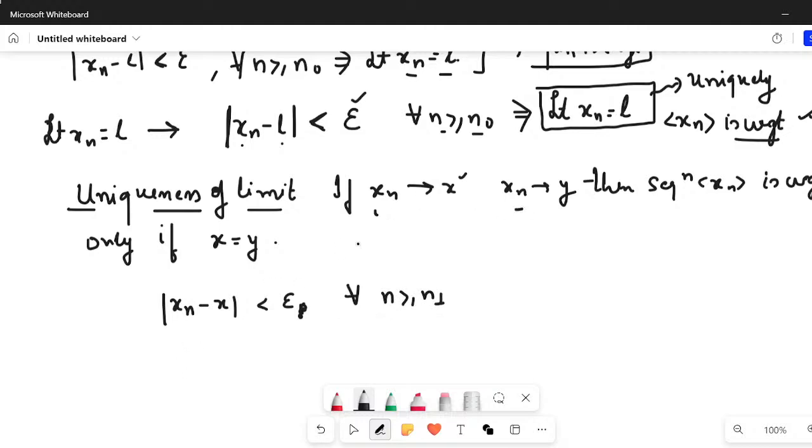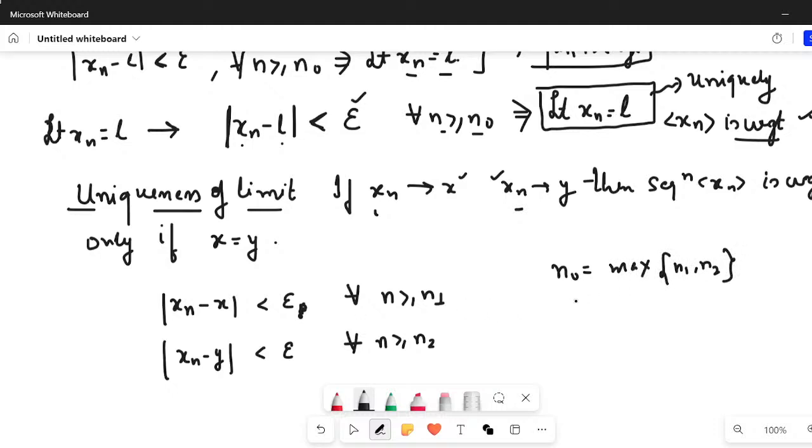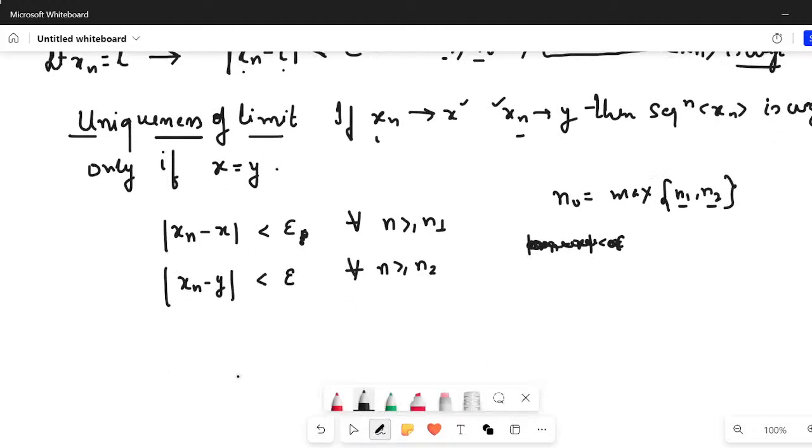What does it imply? Second statement, xn converges to y means what? Xn and y, the difference of xn and y can be made less than epsilon for all n greater than equals to n2. Now, if I select some n0 which is maximum of n1 comma n2, what will happen? Just think about it. So for example, now here I am just claiming one more thing.